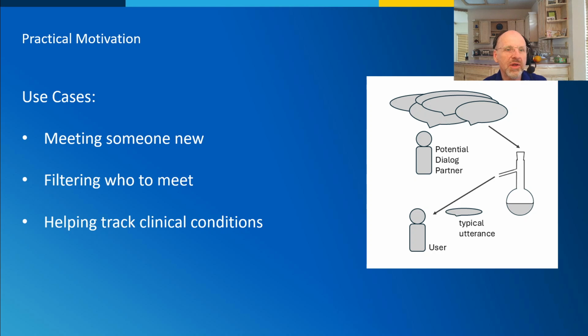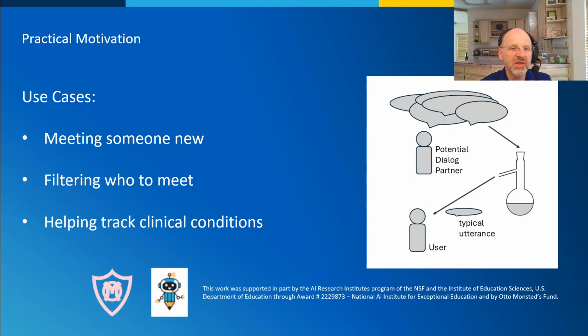Our last case is helping track clinical conditions. So this relates to the interests of our sponsors, which is primarily the AI Institute for Exceptional Education, which is concerned with helping speech-language pathologists go into the schools and help diagnose children and treat children with various autism or developmental language disorder or whatever speech condition they have. Speech-language pathologists are overworked. There's not enough of them to go around. Can we make their jobs easier?